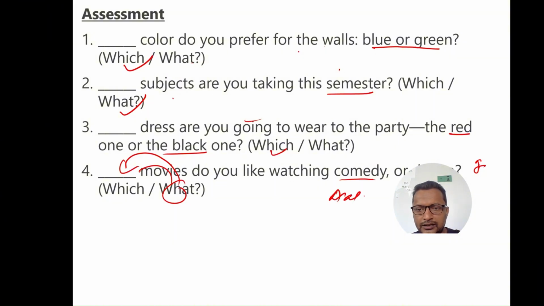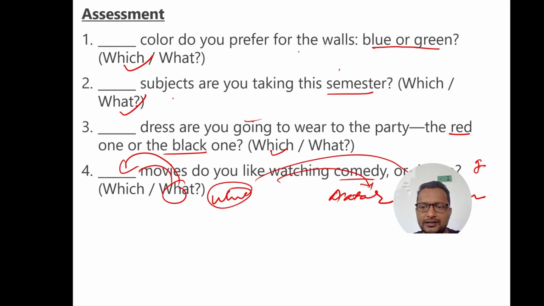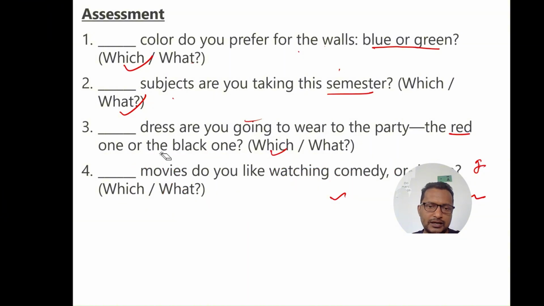Avatar or Titanic, for example, then it should be which. Why? Because you have the specific options here, Avatar or Titanic. But if you are given comedy or the movie genre, which is not specific, that is what. I hope you guys understand this one, right? It was the only tricky part, but apart from that, the rest are all good.